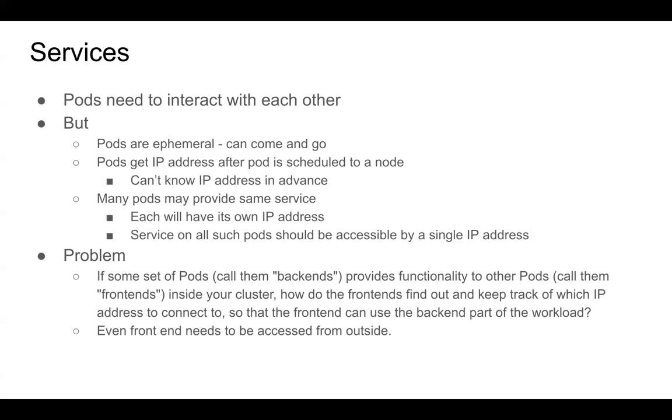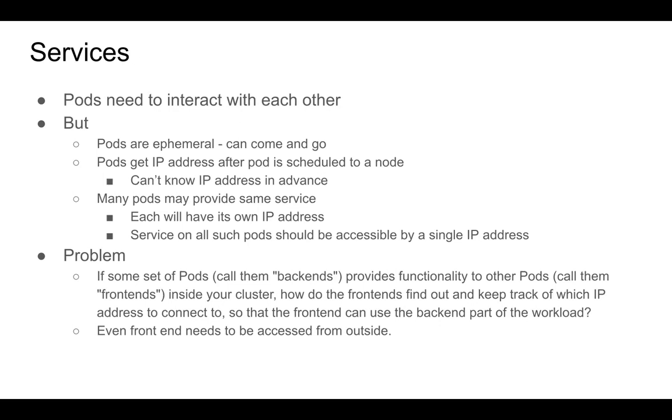Now there's another thing. As I said, one microservice can have multiple pods underneath, but as a user of that service, I don't need to know about the set of pods which are serving it. I just need to know one IP address. So how do you define this problem? Let's call these pods backends, which provide functionality to other pods, and let's call those frontends, inside the cluster. How do the frontends keep track of which IP address to connect to for the backend, so that the frontend can use the backend part of the workload?